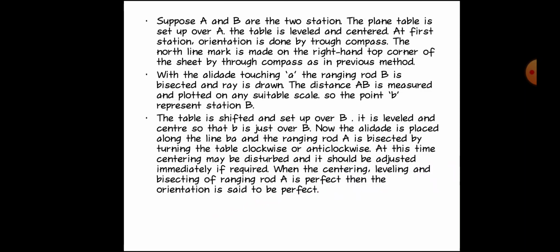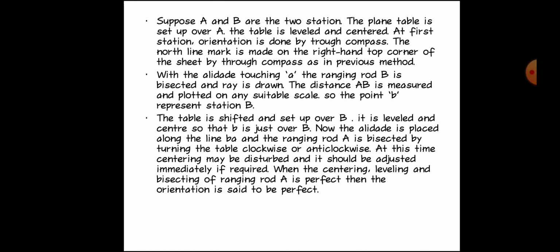Suppose A and B are the two stations. The plane table is set up over A. The table is leveled and centered. At the first station, orientation is done by trough compass. The north line mark is made on the right and top corner of the sheet by trough compass as in the previous method. With the alidade touching A, the ranging rod B is bisected and a ray is drawn. The distance AB is measured and plotted on any suitable scale so the point b represents station B.